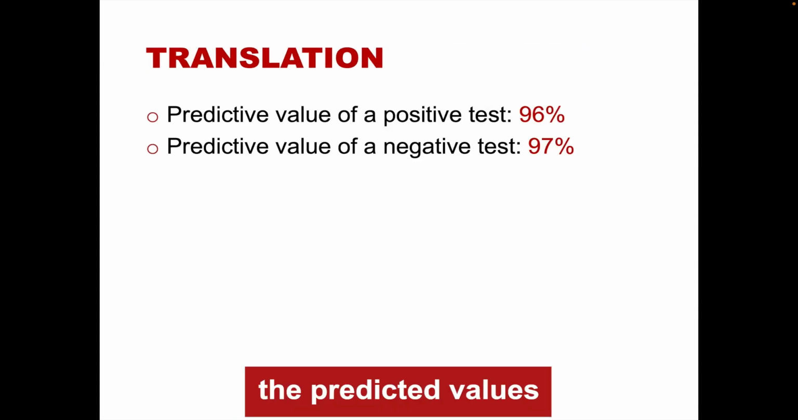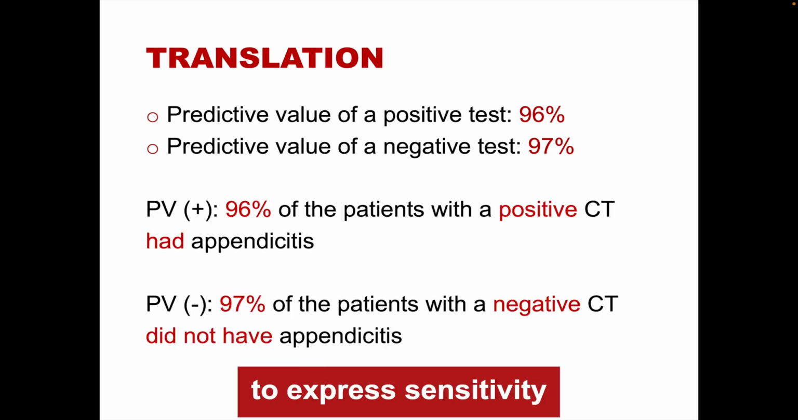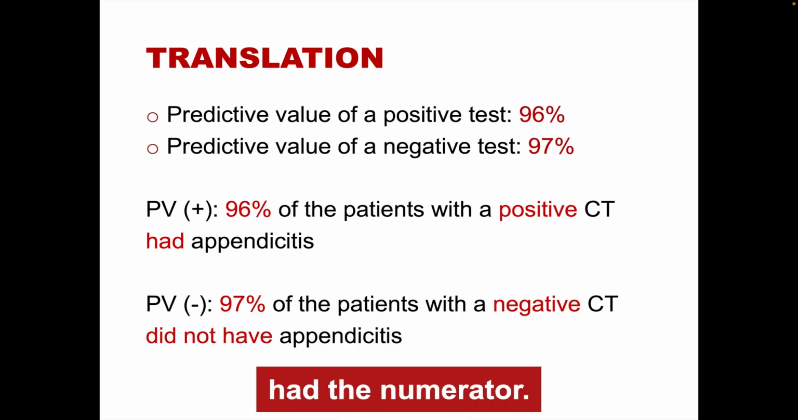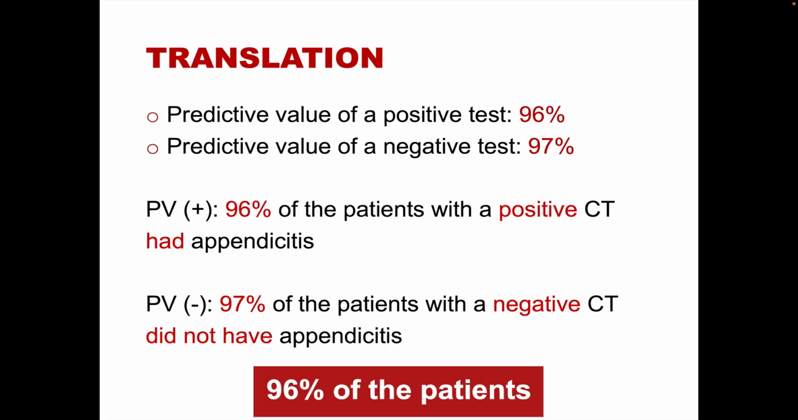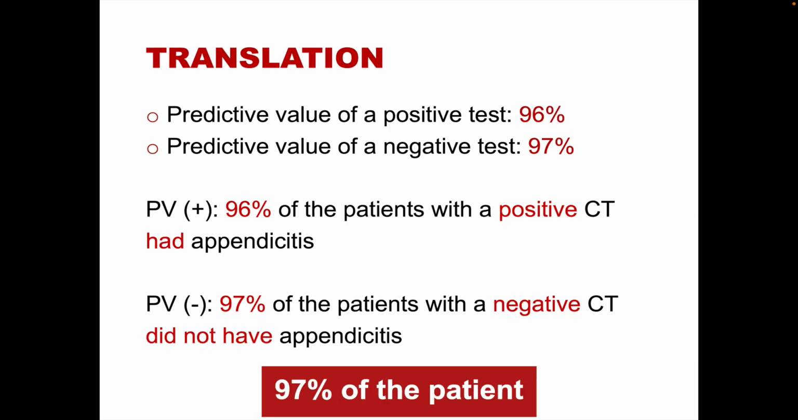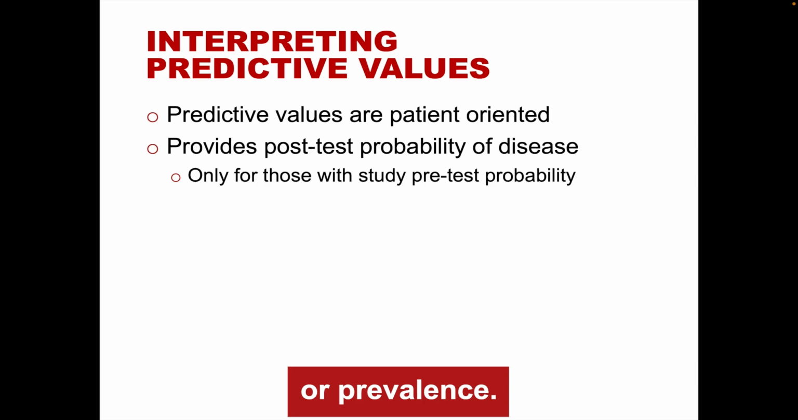Again, let's try to use the predictive values in a sentence. We will use the same template that we use to express sensitivity and specificity. The percentage of the patients with the denominator had the numerator. Predictive value of a positive test is 96% of the patients with a positive CT scan had appendicitis. Predictive value of a negative test is 97% of patients with a negative CT scan did not have appendicitis. Predictive values are patient-oriented. They provide post-test probability of disease, but only for those with the study pre-test probability or prevalence.